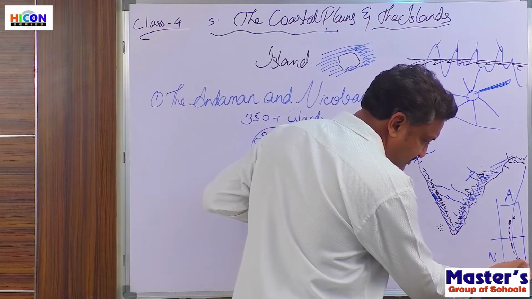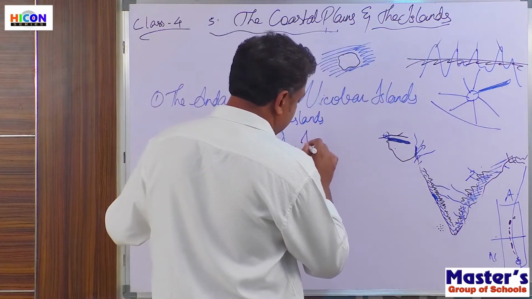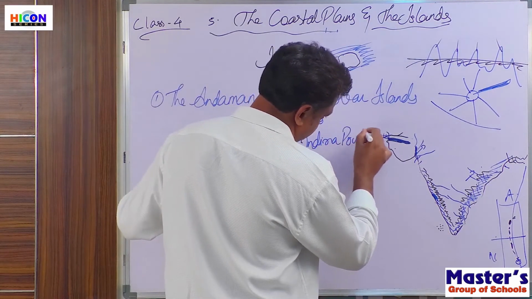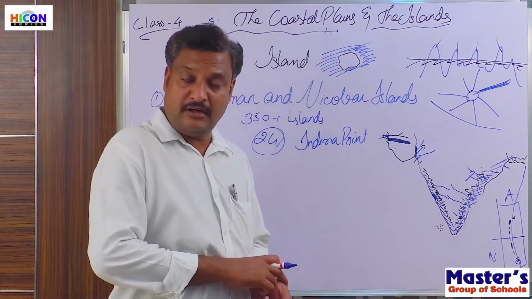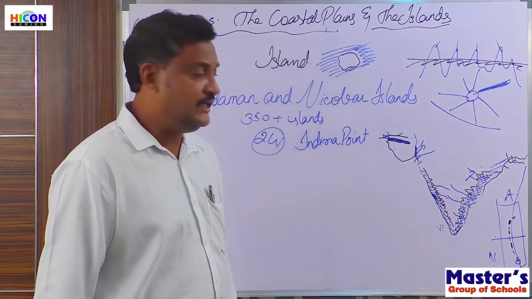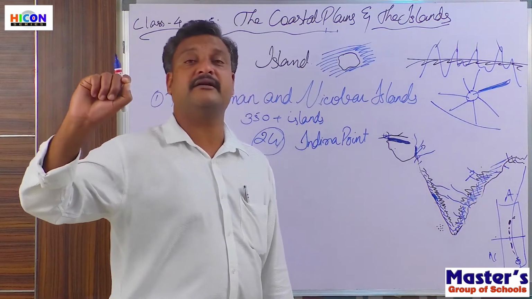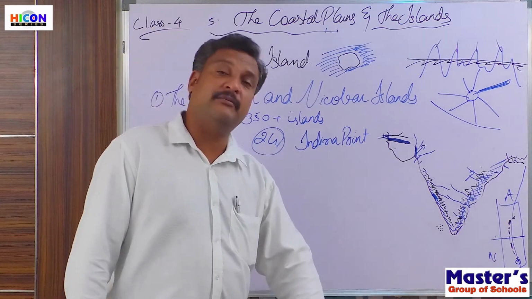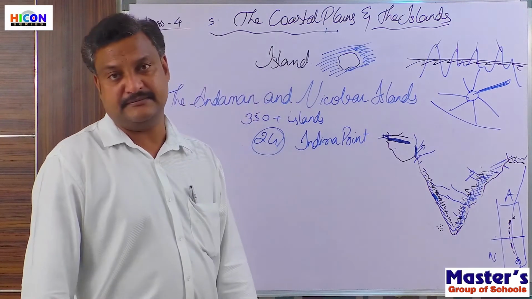And this part, the southernmost island in the Andaman and Nicobar Islands, is known as Indira Point. Okay, the southernmost tip of Andaman and Nicobar Islands. So the last island over there is called Indira Point, and that is the southernmost land region of India. Okay, so Indira Point in Andaman and Nicobar Islands is the southernmost point of India.